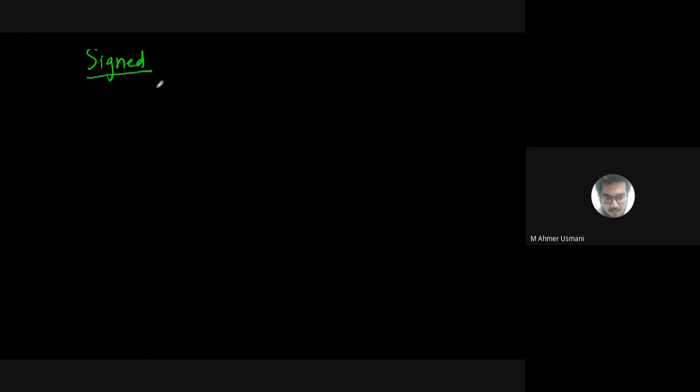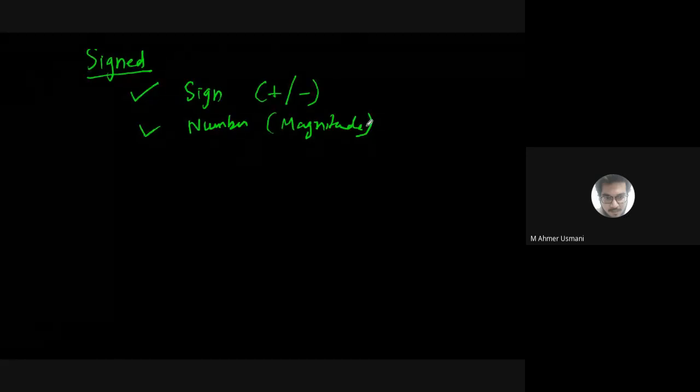So what is the meaning of signed numbers? Signed numbers are the numbers which have 2 things. What are the 2 things? It has a sign and it has the number. That sign can be either positive or negative. The number is nothing but the magnitude. So the actual magnitude plus it also has a sign. Such types of numbers are called signed numbers. Is it clear? Yes, sir.